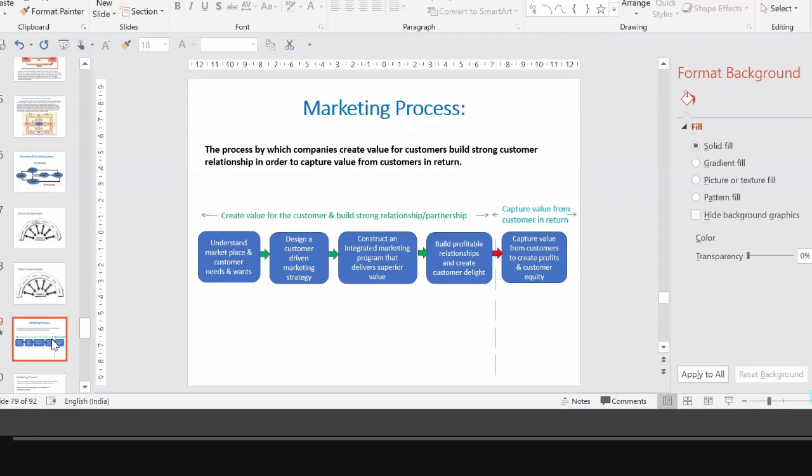Therefore, let us not belittle selling and advertising activity, but they are a set of marketing tools which help us to satisfy customer needs and build a relationship. They are not the whole, but a part of the entire activity of marketing.